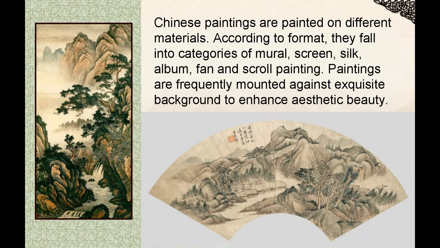Besides, Chinese paintings are painted on different materials. According to format, they fall into categories of mural, screen, silk, album, fan, and scroll painting. Mural is wall painting, also known as fresco. We can also find paintings on screen, silk, album, and fan. In addition, paintings are frequently mounted against exquisite background to enhance aesthetic beauty. Scroll painting can be either horizontal or vertical, unique and tasteful.